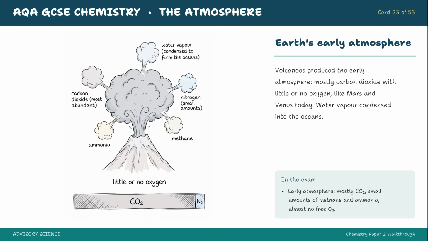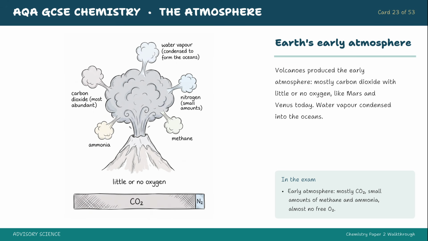The Earth is around 4.6 billion years old, and for the first billion years it was extremely volcanically active. These volcanoes released huge amounts of gas, so scientists believe the early atmosphere was mostly carbon dioxide, with very little or no oxygen, rather like the atmospheres of Mars and Venus today.